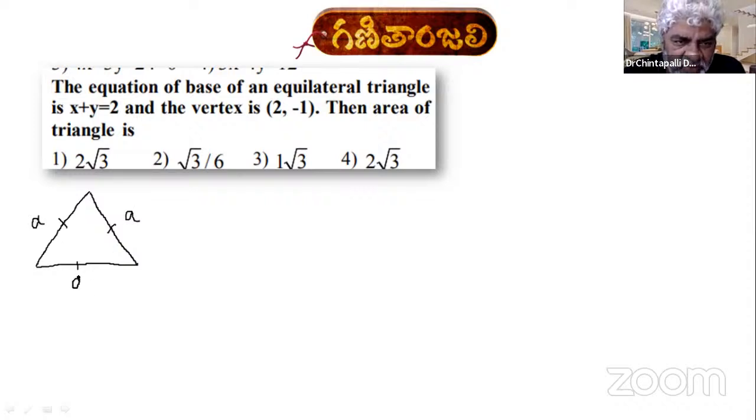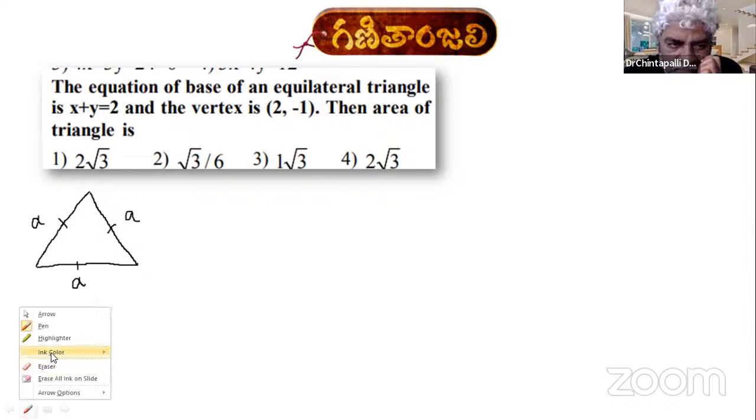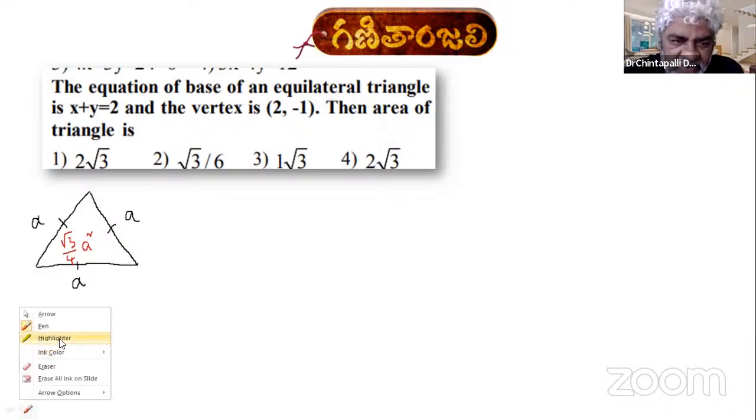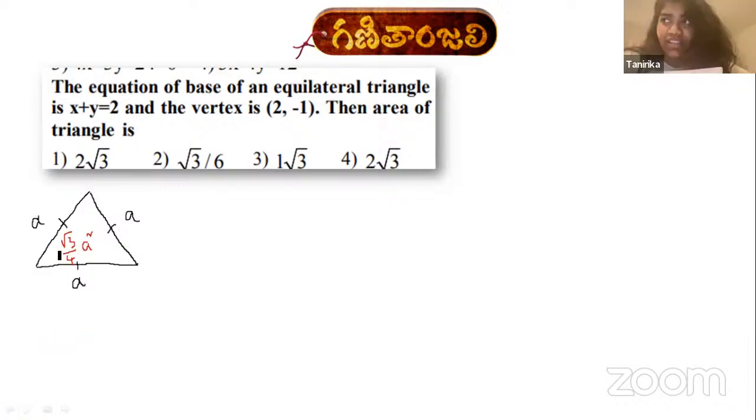There is a formula to find the area of this triangle. Can you tell? I don't know, sir. Root 3. I remember, √3 over 4 a square. Please tell what's the formula to find the area of an equilateral triangle. √3 over 4 a square. What is a here? Side.